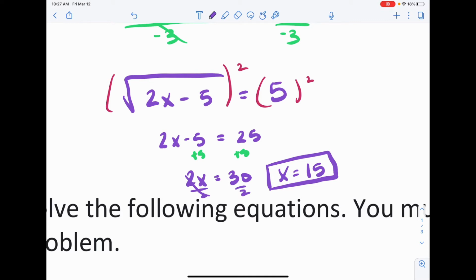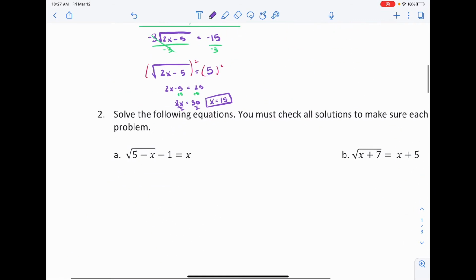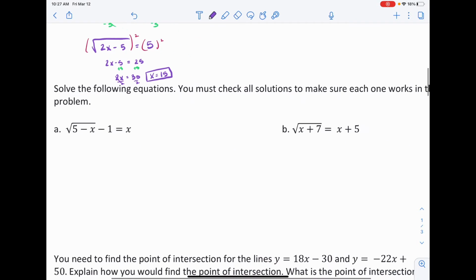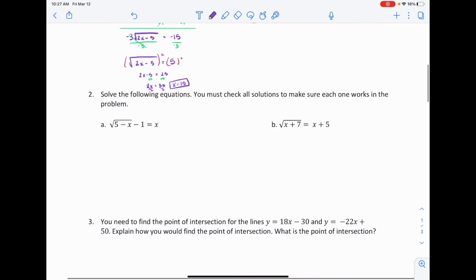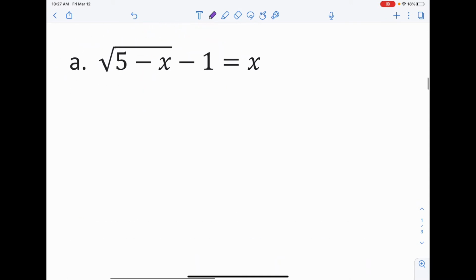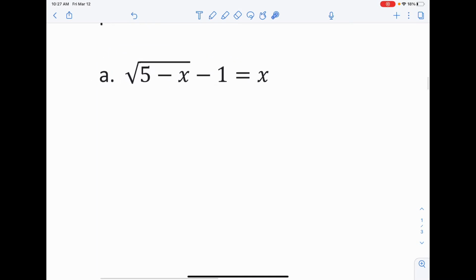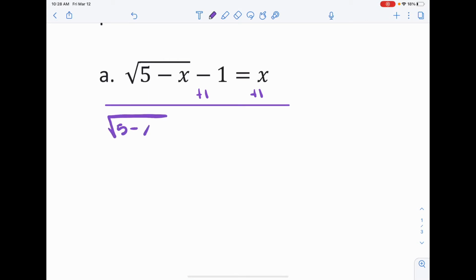Okay, so now let's look at this next one. It says solve the following equations, and you must check all solutions to make sure each one works in the problem. All right, so we've got the square root of 5 minus x, and then minus 1 equals x. Let's start with adding 1 to both sides. And we've got the square root of 5 minus x equals x plus 1.